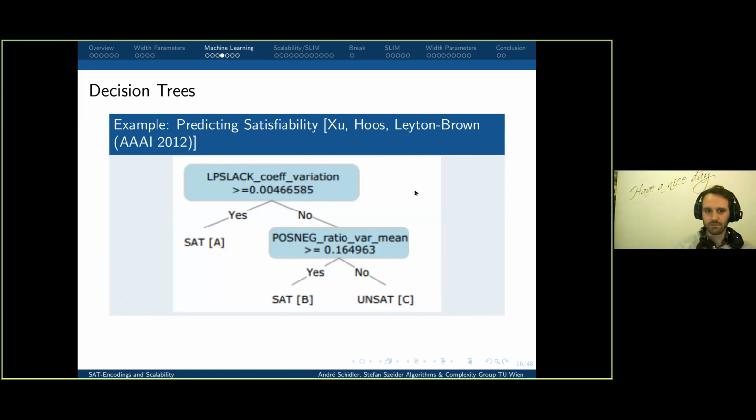Another example for decision trees from the talk that Kevin Leyton-Brown gave last week. This is more like a real world application. So you have a very simple decision tree with 3 leaves and 2 internal nodes. And I think it has a prediction accuracy of 70% of whether a random SAT instance is satisfiable or not. Which is, I think, a nice explanation of a real world decision tree that's actually quite simple and achieves quite good results.